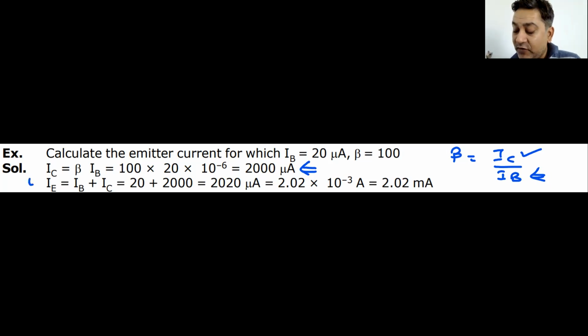Then I put the simple formula for IE. Emitter current is base current plus collector current. 20 plus 2000. Answer is 2020 microamperes. Do we have any doubt left in your head? Nothing, sir. Can we move on to the next question, sir? Yes, sir.